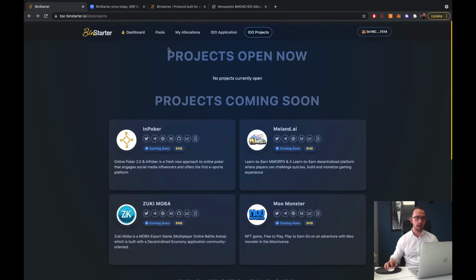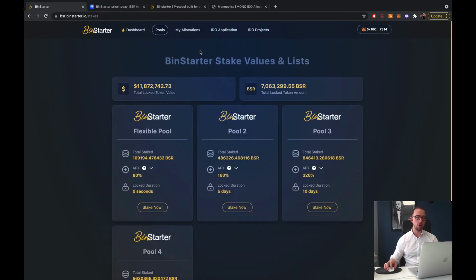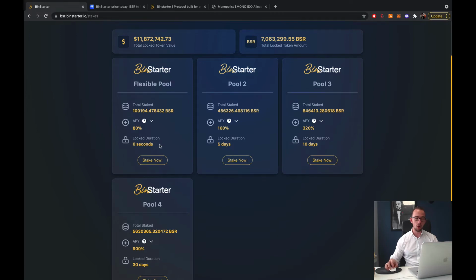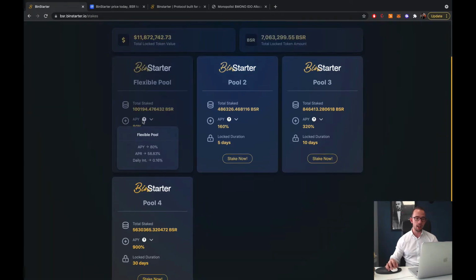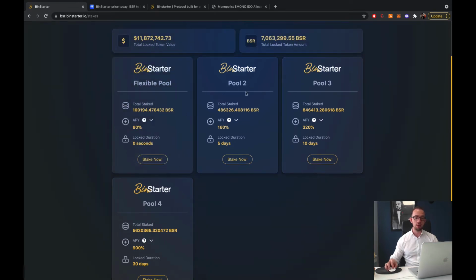And you can stake it in the different pools. Based on these pools on Binstarter, you get APY, right? Annual earnings. So you can see there is an APY, which is called the flexible pool, the first one with no locked duration, an APY of 80, which is basically a daily interest of 0.16, APR of 58. Then you have pool 2, which gives you guaranteed allocation.